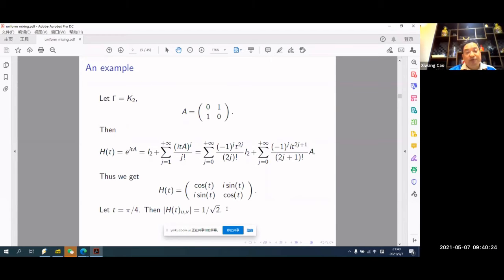This example was presented by others previously. Let gamma be K2, then the adjacency matrix is this one. We can compute H(t), which is this 2x2 matrix. If we let t be pi over 4, then every entry has absolute value 1 over the square root of 2. So this graph has uniform mixing at this time.